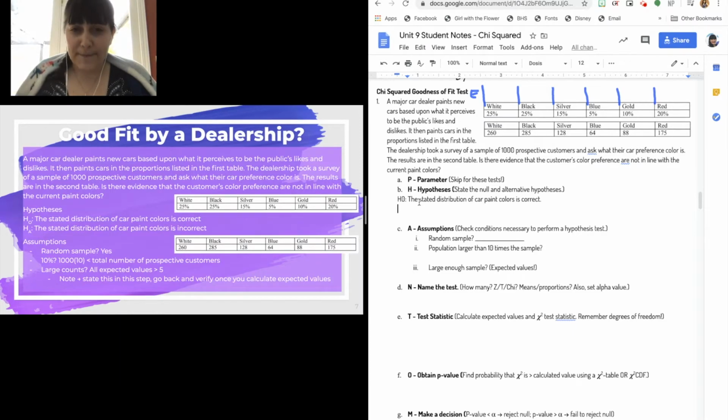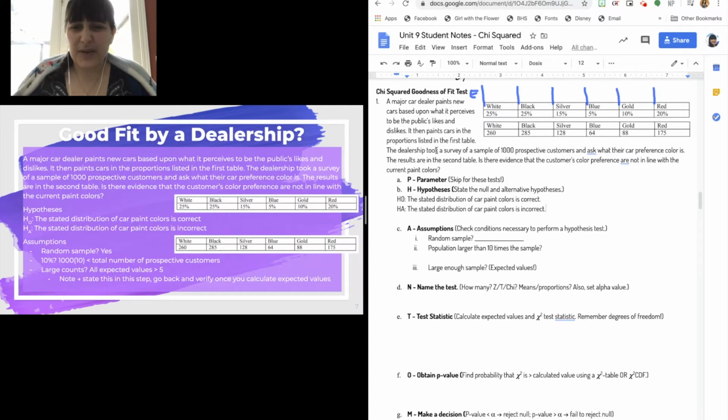So, okay, there's your null hypothesis. Then your alternate hypothesis here is that the stated distribution of car paint colors is incorrect. Easy as that. Okay, then for your 3 conditions, your assumptions, it did say random sample.